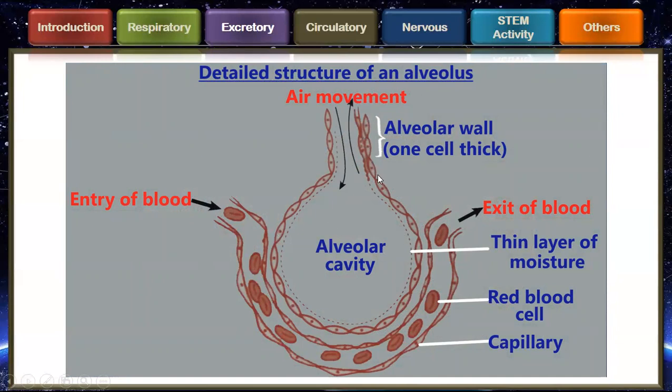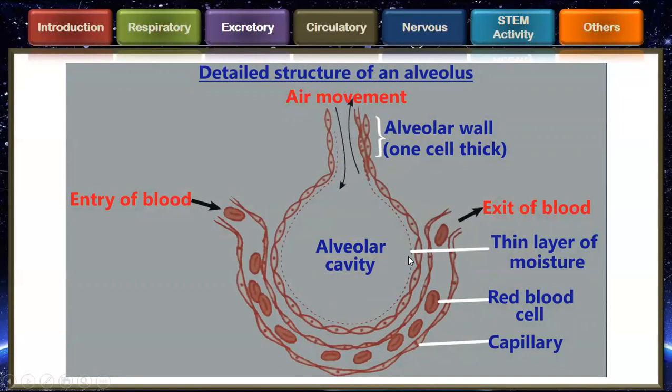Remember that this is just one cell thick. It's very thin for it to transfer air from the alveolar cavity. Remember the word alveoli; here it becomes alveolar to describe the cavity. Remember the word cavity means space, so this is a space, and we call it the alveolar cavity.